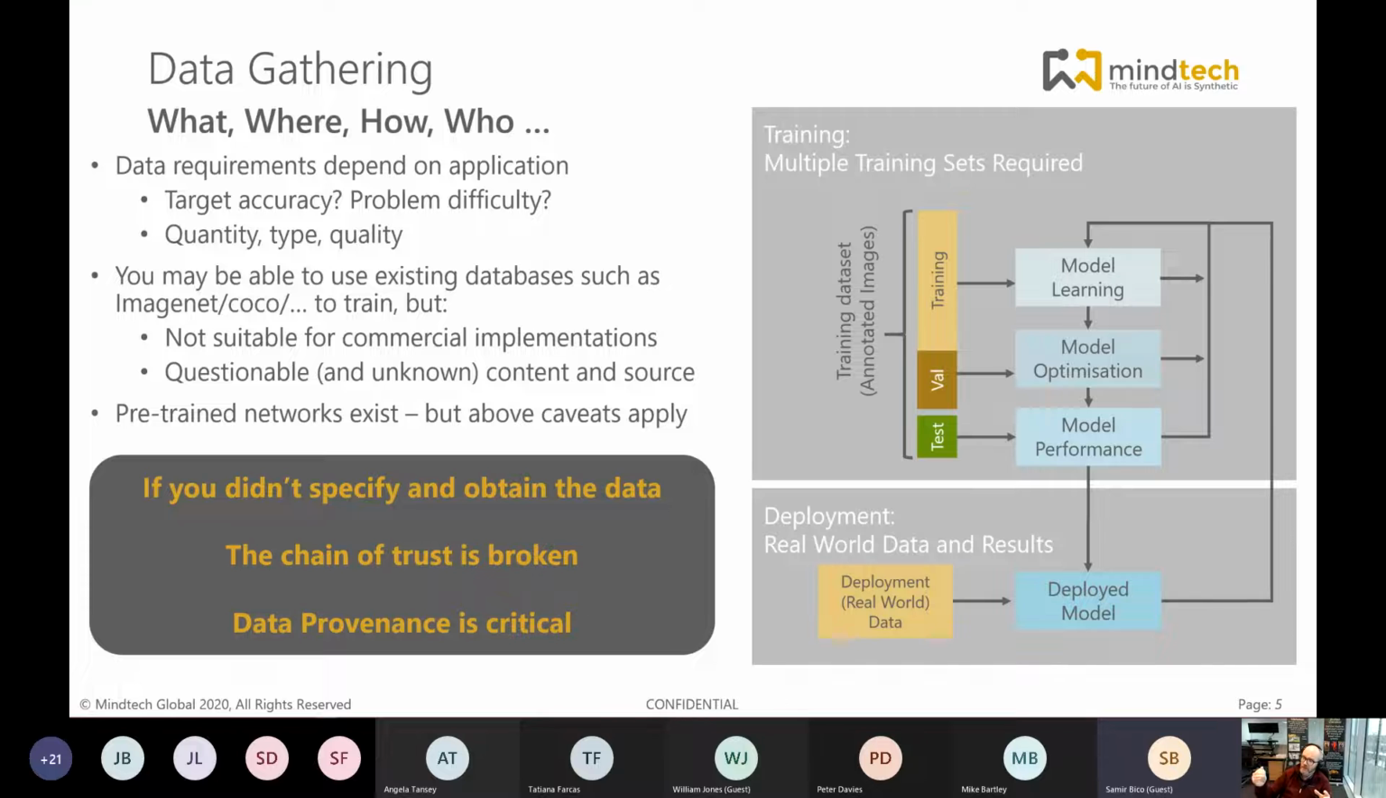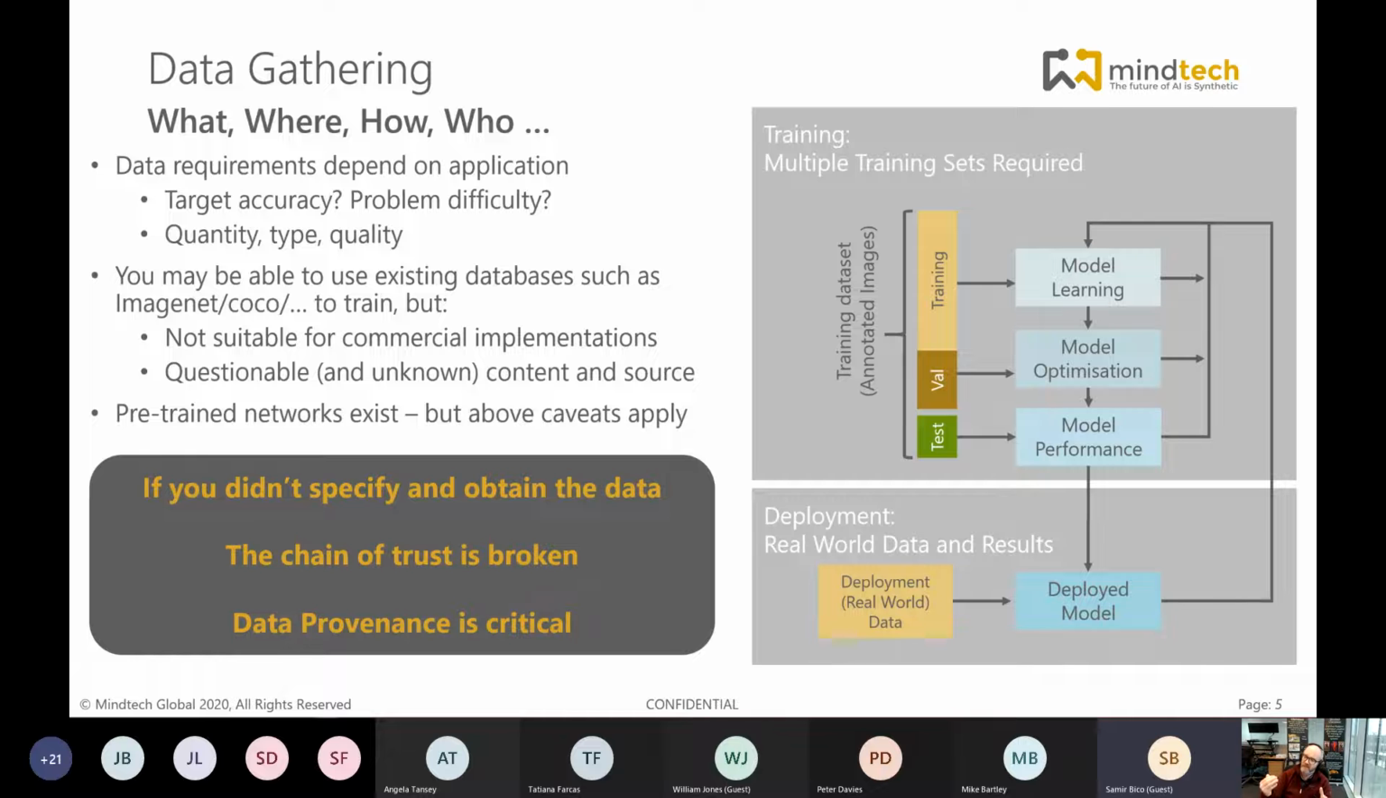We can't rely on the results from the network that's based on that kind of data. And data provenance really is critical. We're seeing increasingly legal cases where people are being asked to go back and prove what data was used to teach your AI system. What is that black box that you've created?